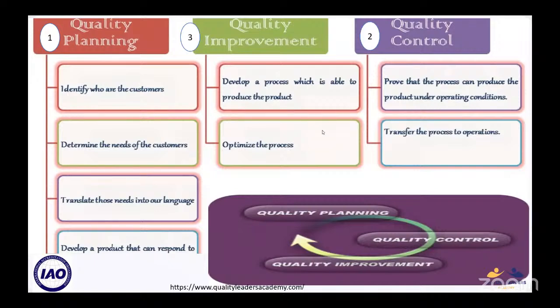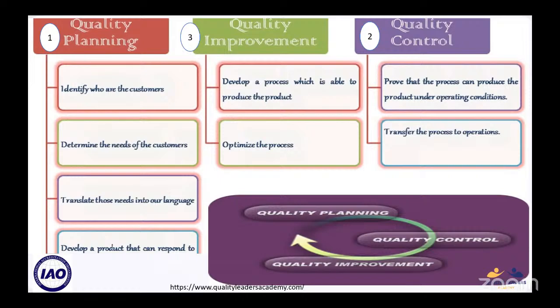Now coming to the next step, quality improvement. So here, even after you have planned for quality, there will always be gaps between where you are and where you could be. Quality improvement is the process of systematically closing those gaps. It's not just fixing the problems, but reaching breakthrough levels of performance. Okay. So here, the next step is develop a process which is able to produce the product.